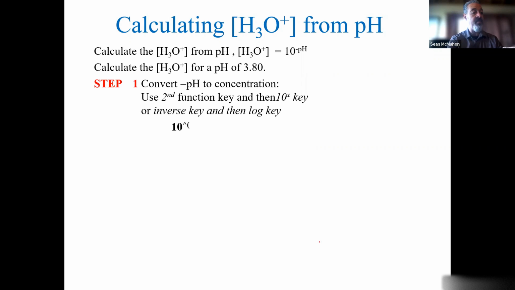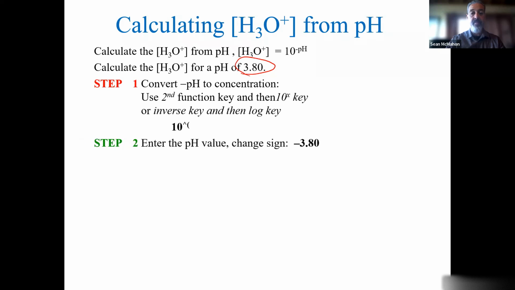You're going to hit inverse log, right? My calculator is a little bit different. So inverse log, and you should see the 10, a caret in parentheses. And then you're going to enter negative 3.80. Okay, so negative. Don't hit the minus. I actually, by accident, just hit the minus. Look for the negative button, 3.80, close parentheses. And you know, when you do this, you're going to get this number, 1.5849, blah, blah, blah, blah, times 10 to the negative 4.